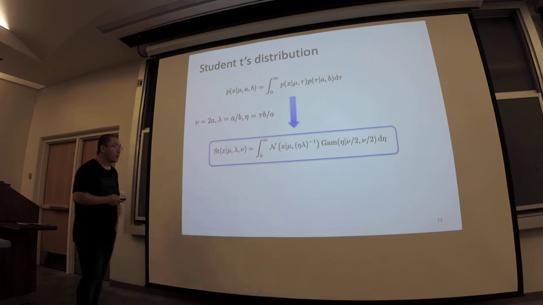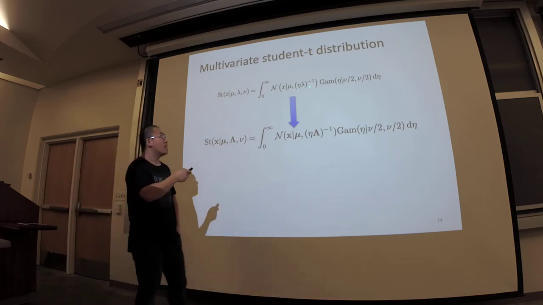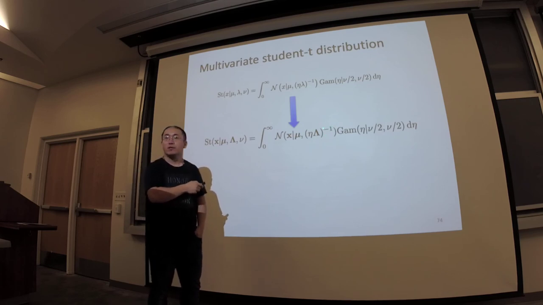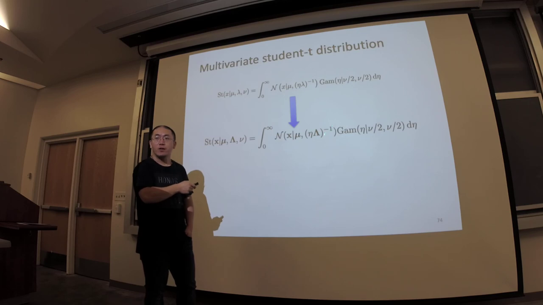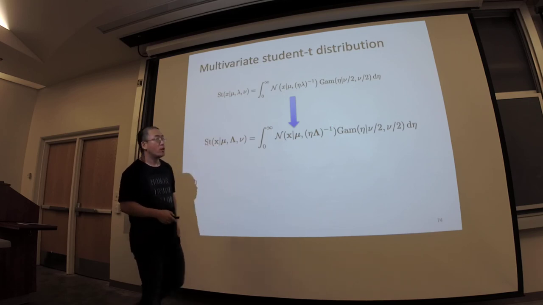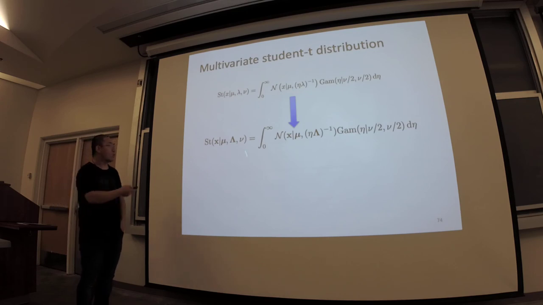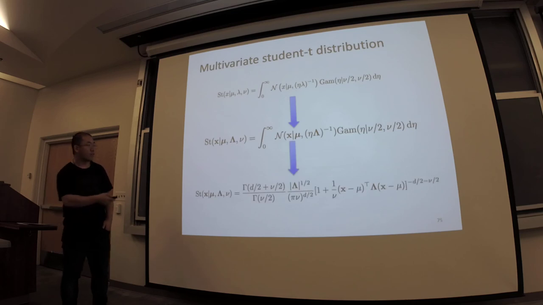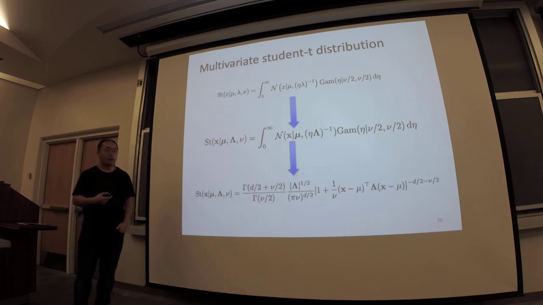Now, if we further generalize it by replacing this scalar lambda with a precision matrix for the multivariate Gaussian distribution, then after doing this integral, you end up with a multivariate Student t distribution. And this is the form of the multivariate distribution. Be careful, in many textbooks, they won't give you the full formula. They only give you, say, mu equals zero. That's not correct, and that's not useful in probabilistic modeling or Bayesian learning. So if you want to use it, refer to this form.